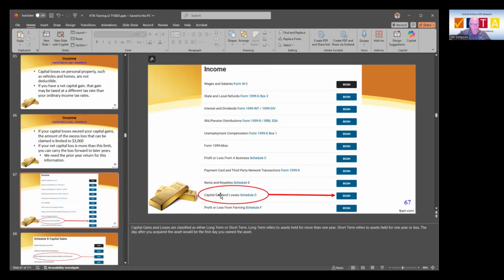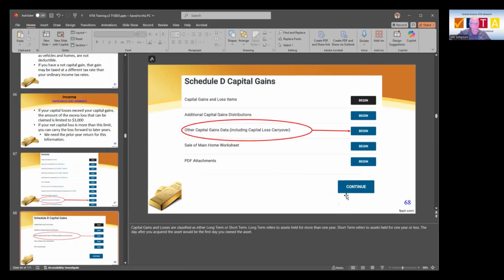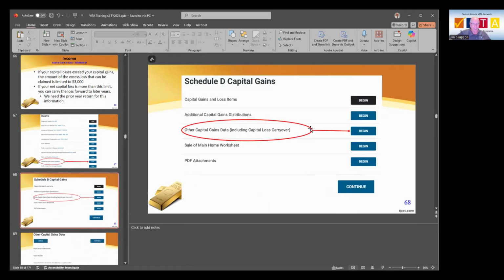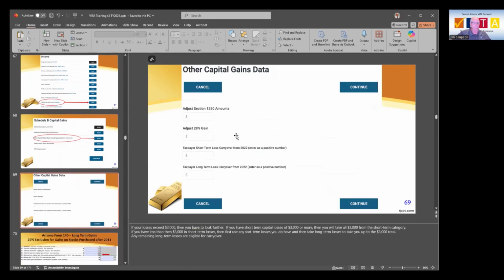So to enter in the carry forward, remember, we go into capital gains and losses, we go into other capital gains data, and then we enter in, remember I told you, the prior year tax return is going to tell you what the short-term loss carryover is and what the long-term loss carryover is. Okay, they keep those separate.